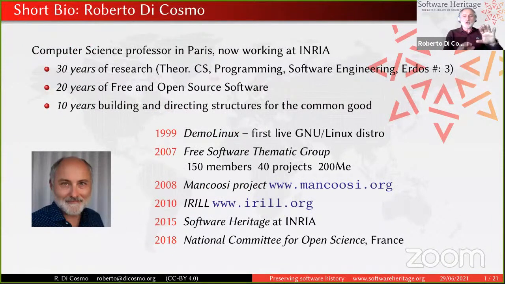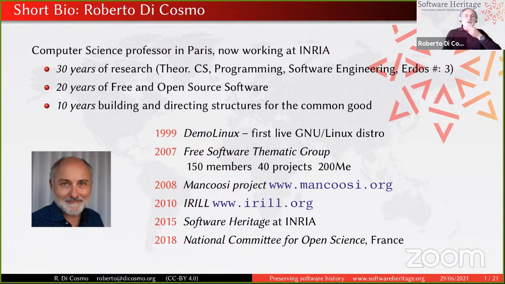Here is a very short presentation of what I did. Let me sum it up. I mean, 30 years plus doing research in theoretical computer science and then lately on software engineering, 20 years on free and open source software. And then as you grow older, I mean, at least you have some gray beard, then you start thinking you need to help younger people. And so to do that, you need to build infrastructure for the common good. So Software Heritage is my last effort to go in this direction.